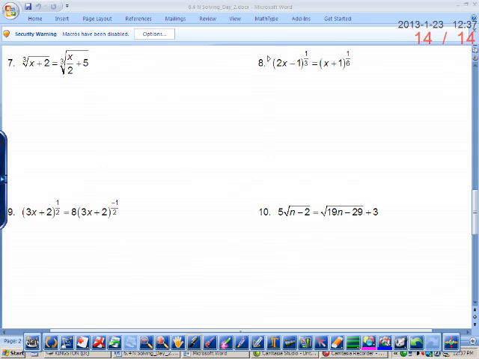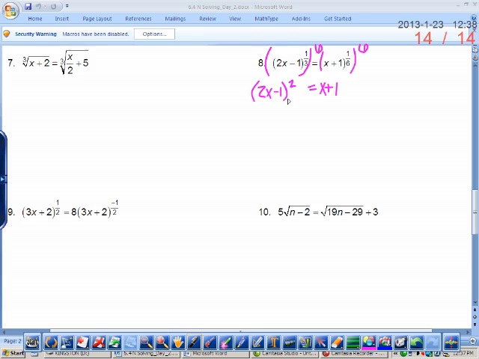6. Yeah. If I raised both sides to the 6th power, think about what you do with your exponents. What is 1/3 times 6? 2. So on the left, I end up with 2x minus 1 squared. On the right, what's 1/6 times 6? 1. So I just end up with x plus 1. So have we successfully gotten rid of our radicals? Yeah. Questions?